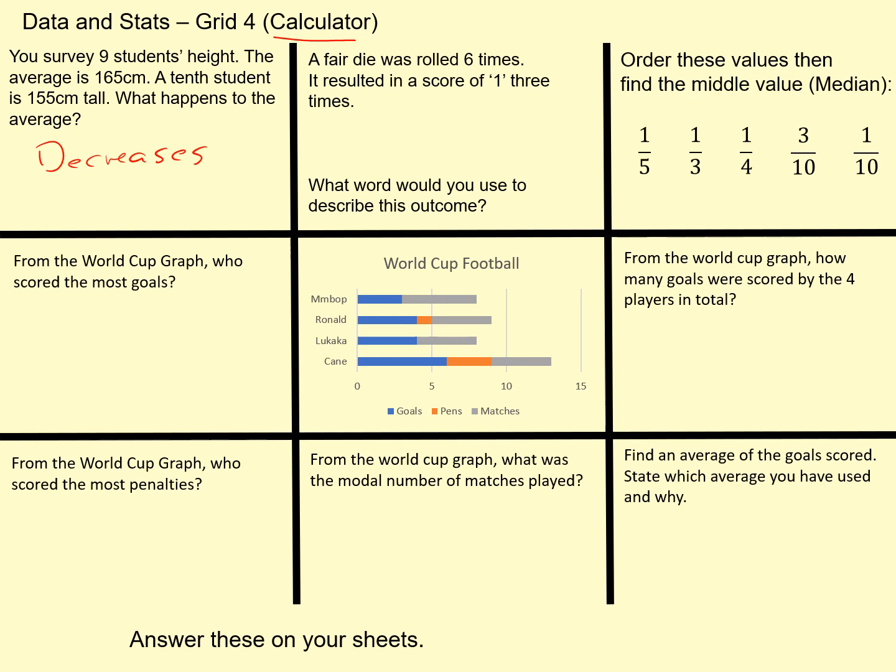Decreases. Next question. A die was rolled 6 times. It resulted in a score of 1 three times. What word would you use to describe the outcome? Well, normally, if you were going to roll a dice 6 times, you could expect that one of everything would appear. Obviously, that wouldn't always happen, but if we had something in particular like a 1 turn up half the time, when its actual probability of occurring would only be 1/6, I would say that's unlikely.